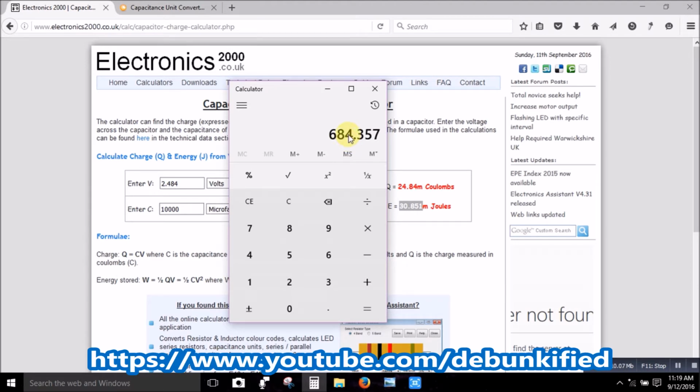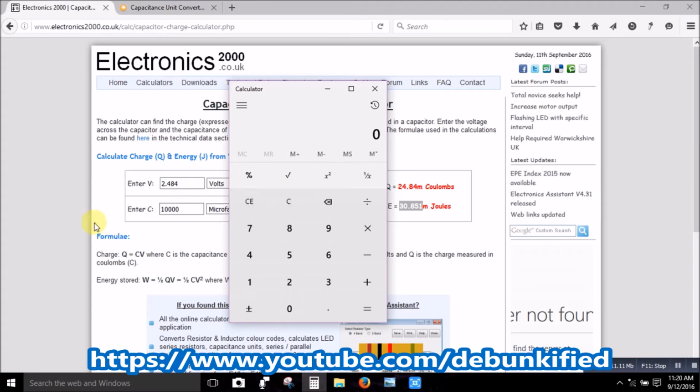So what I'm going to do is take the 684.357, because it's in millijoules. I have to put the decimal right here because that's less than 1 joule, which would be a 1 right here if it was a full joule. So we're going to copy that. Next, we'll clear that out.